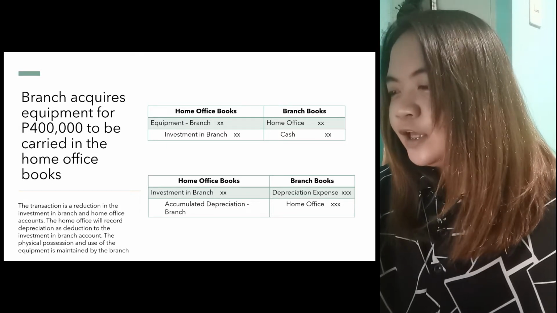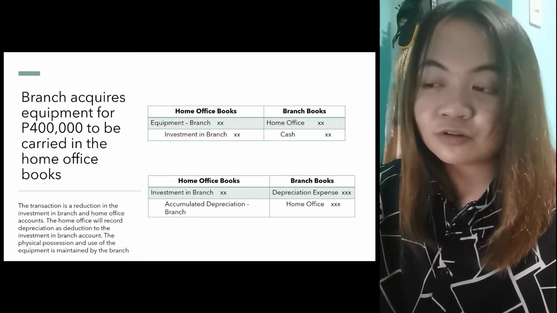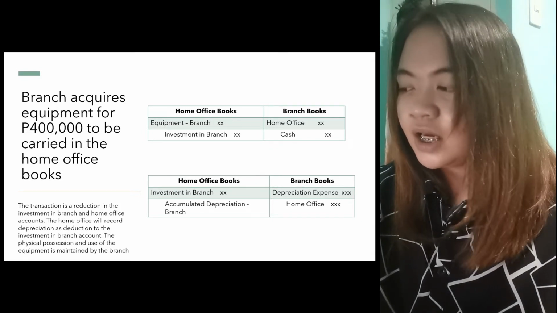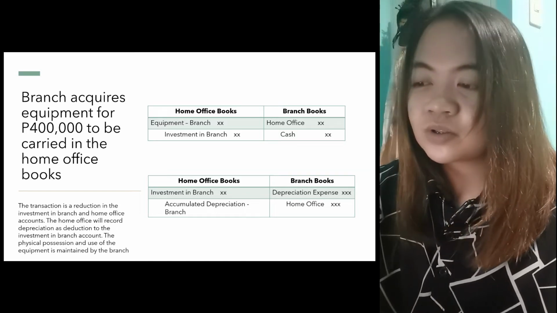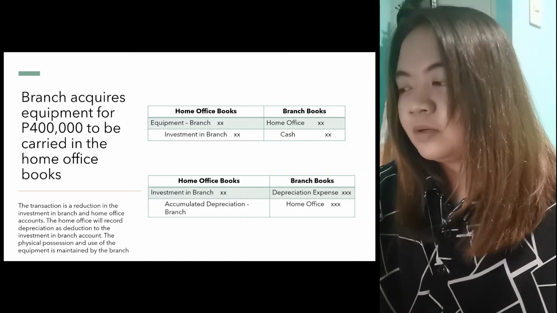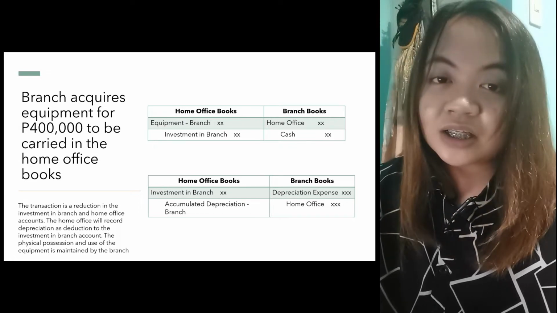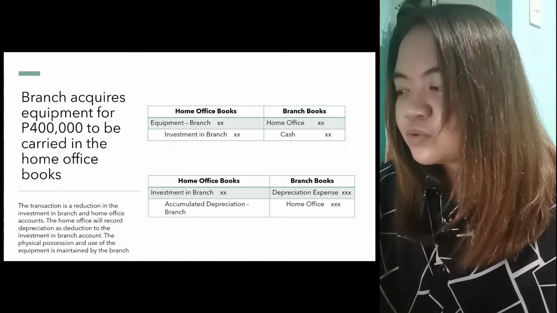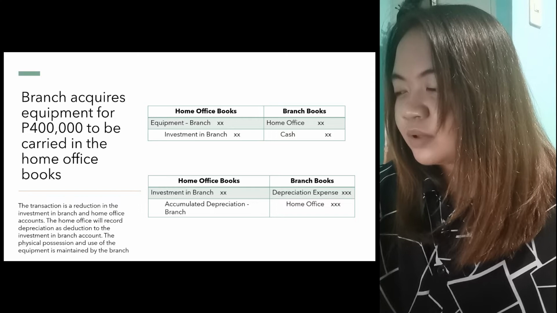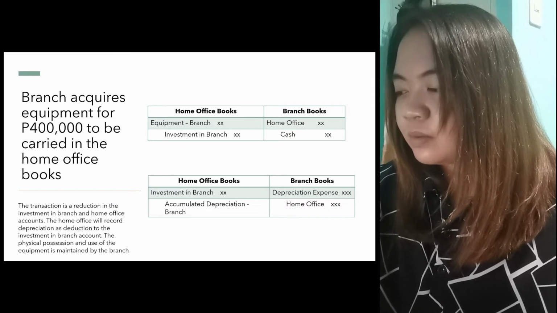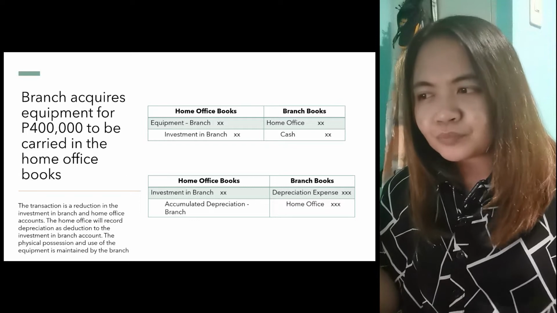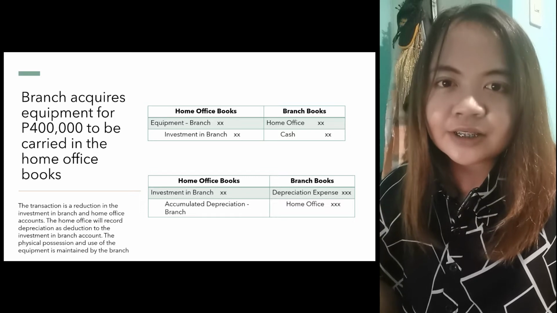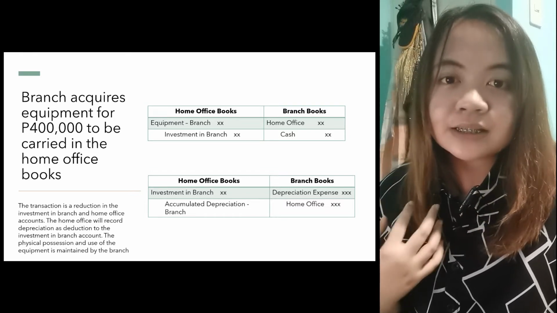Okay? So, yan. Then, we have for the depreciation, you debit investment in branch, and then you credit accumulated depreciation. And then for the branch books, we debit depreciation expense, you credit home office. Okay? This is actually a reduction in the investment in branch and home office accounts. The home office will record depreciation as deduction to the investment in branch account. The physical possession and use of the equipment is maintained by the branch. So, yun nga, kahit ang bumili or carried in the home office books, ang gagamit is yung branch.